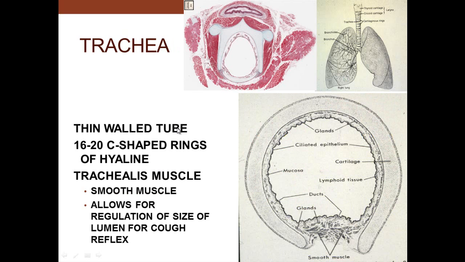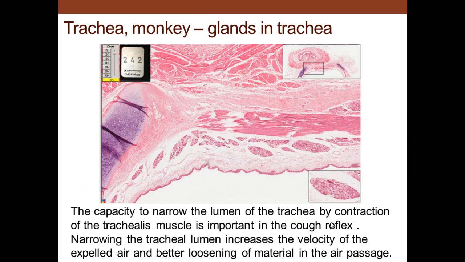So here we see the trachea again. In humans, there are 16 to 20 C-shaped rings, so it doesn't make a whole circle, it just makes a C shape. And there's a muscle right in here, smooth muscle that's associated with that. Smooth muscle allows for regulation of the size of the lumen. So when you cough, you want to increase the velocity of air, and you squeeze that down. That is what happens.